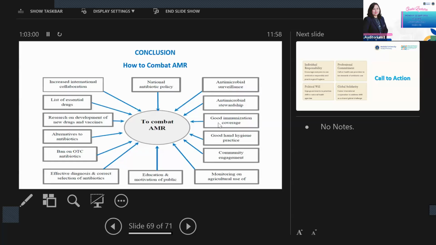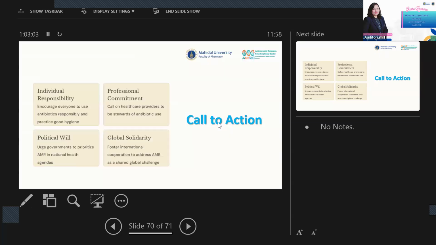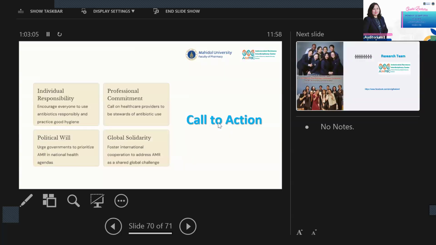All right. So I think that would be it for me. This one is just for call to action. We have to think about it. If ourselves get infected by AMR bacteria, and none of the drugs work anymore, what would you do? What would be the situation? Thinking about that would give you some pause before you use or prescribe the antibiotic.